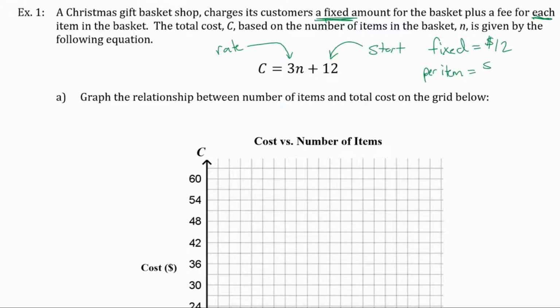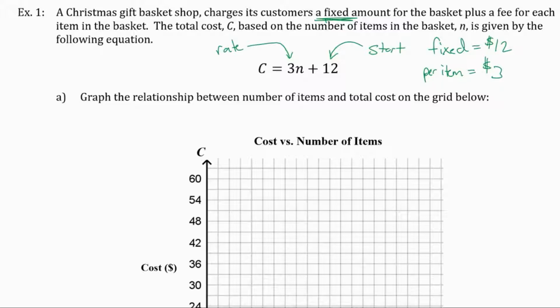$3, right? It says "for each," and that's the same as "per item." Those are the keywords that we're looking for to find the rate or the change, okay? And so this is $3 per item. So again, this is something we've talked about, and I think this is a really good way of thinking about it.